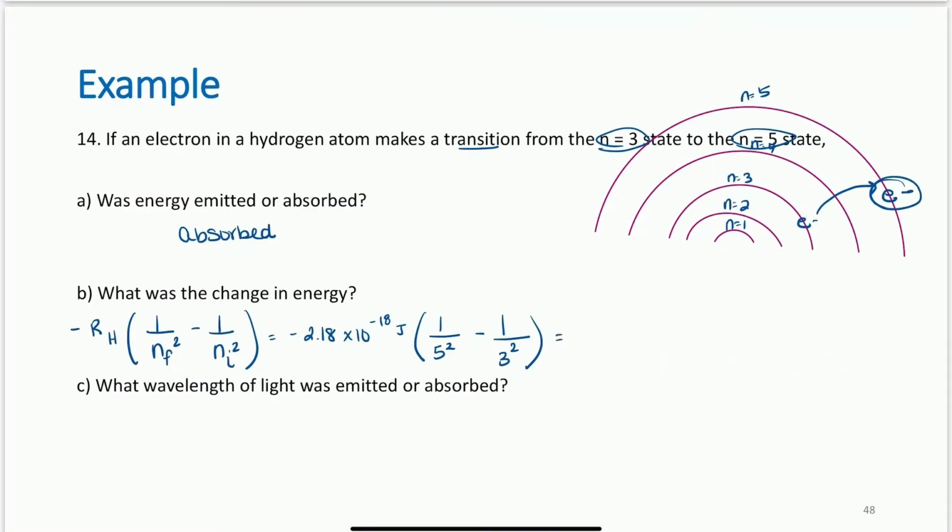Calculate this out. And this does have 3 sig figs in it. These are exact numbers. So I'm going to limit this to 3 sig figs, 1.55 times 10 to the negative 19th joules.